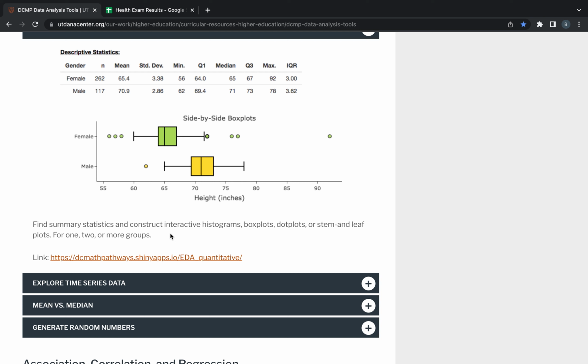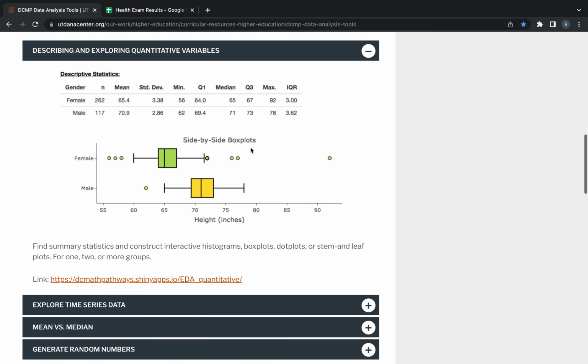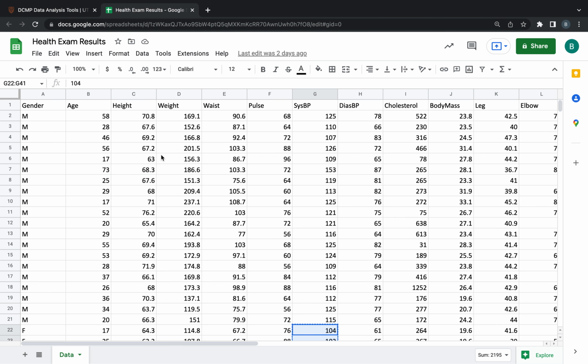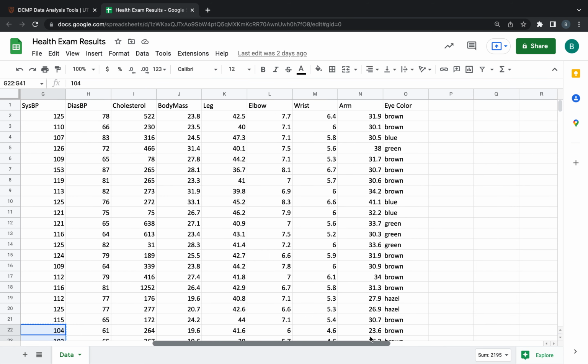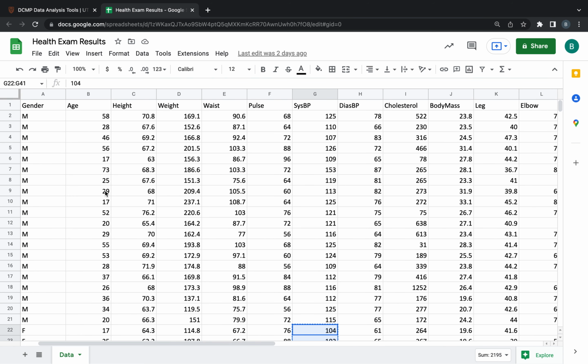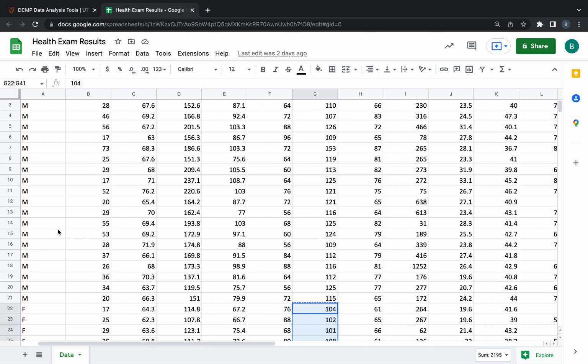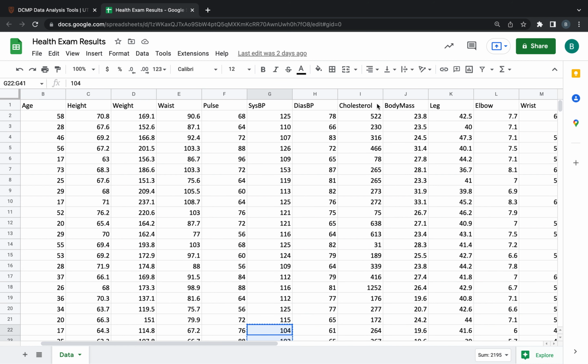Go over descriptive statistics, including measures of center, measures of variation, and some box plots. For this, we're going to use this health exam results dataset. You can see that they have the ages, heights, weights, blood pressures, all those types of things for all of these people who took health exams, and it's split by male and female to see all of our differences here.